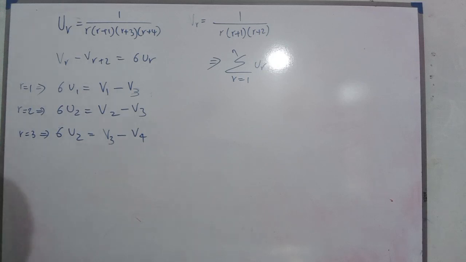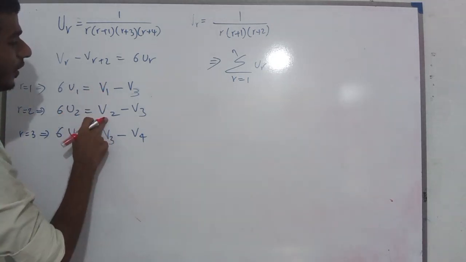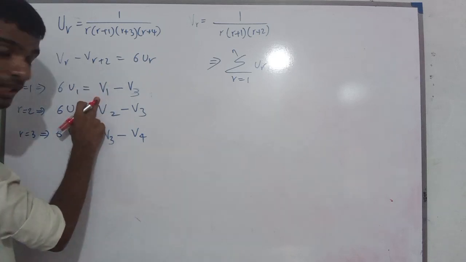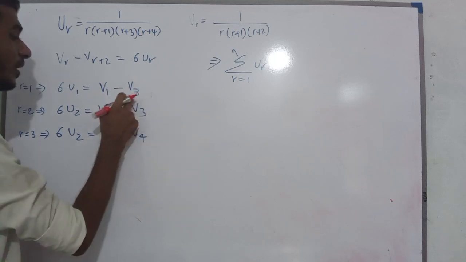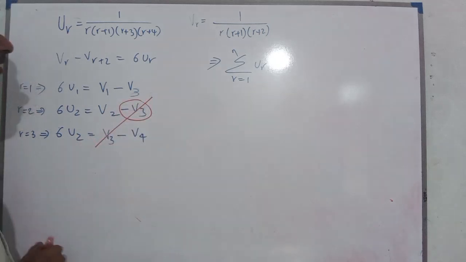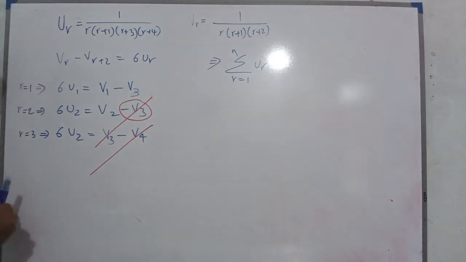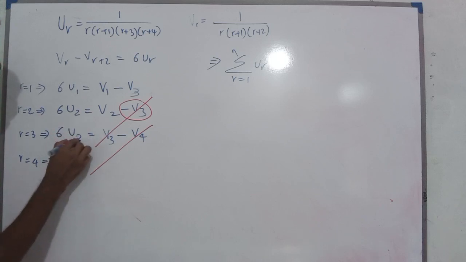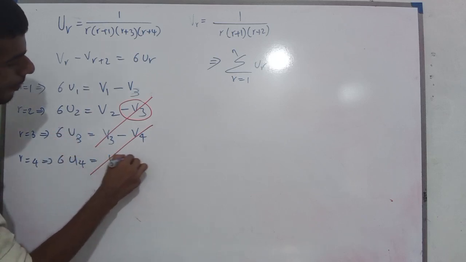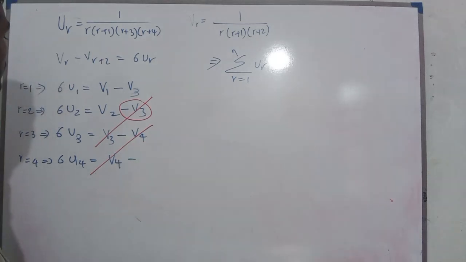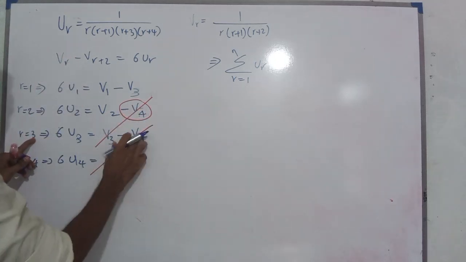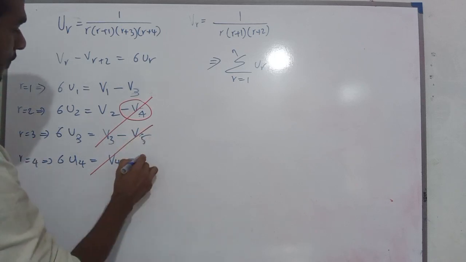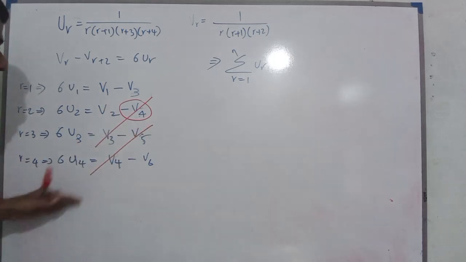Now you see, when we add, we have plus v1 here, but we don't get minus v1. Here we have v3 but minus v3 is there, so this and this will go. Again this and this will go, because when we substitute r is equal to 4, 6 u4 is equal to v4 minus, I'm making a mistake again. 2 here means 4, right, and here 4 plus 2 means 6. Okay, so likewise it will be eliminated.